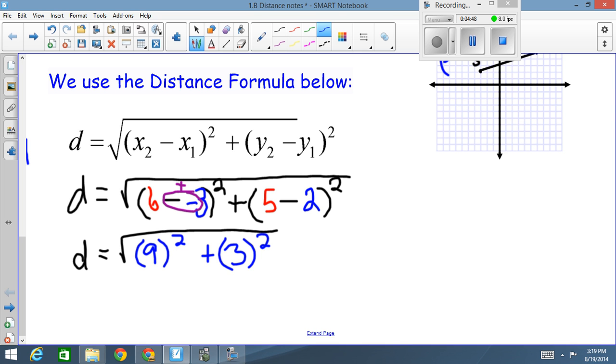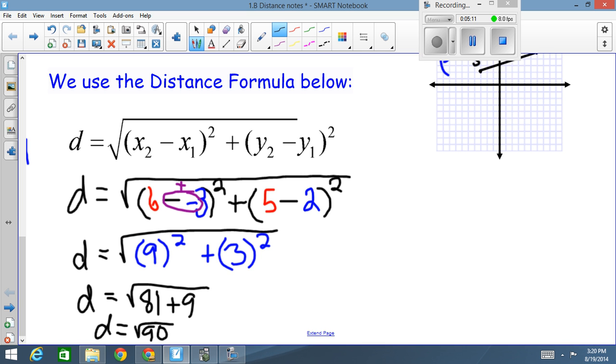Okay? I'm going to do this by hand, and then I'm going to go back and show you where I think is a good place to grab the calculator if you're planning to do that. 9 squared is 81. 3 squared is 9. After I square, then I can add these together. I get the square root of 90.